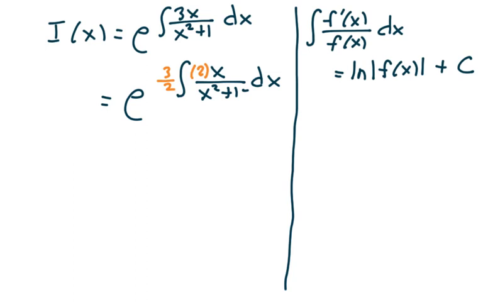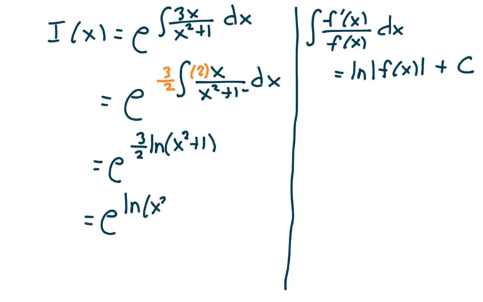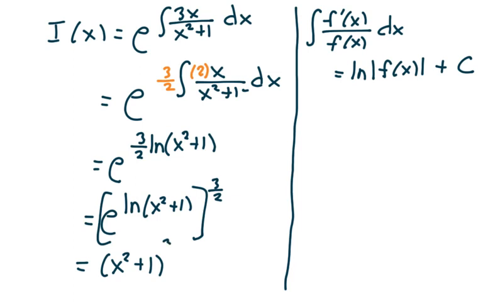And so this is equal to e to the 3 halves natural log of the denominator, which is x squared plus 1. No c is needed, by the way. And I don't put absolute values around the x squared plus 1 because it's always non-negative. And so this is e to the natural log of x squared plus 1 to the 3 halves, which is x squared plus 1 to the 3 halves.